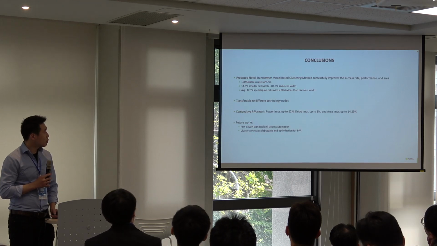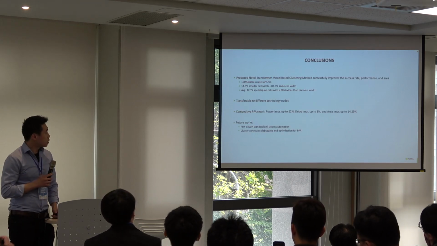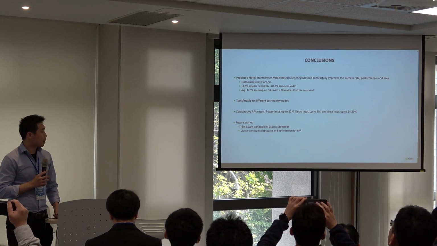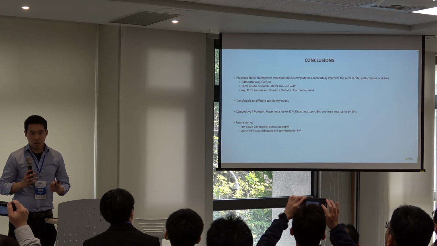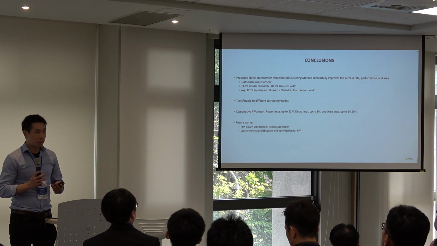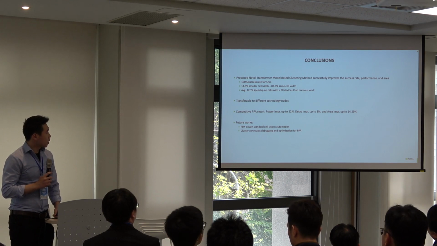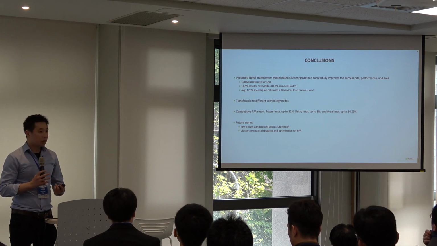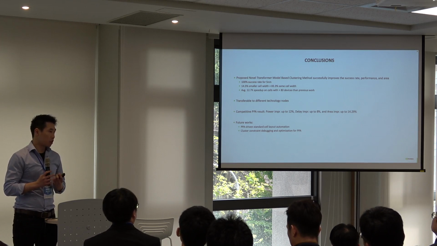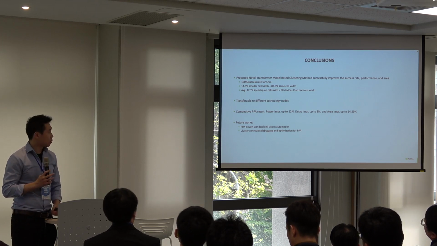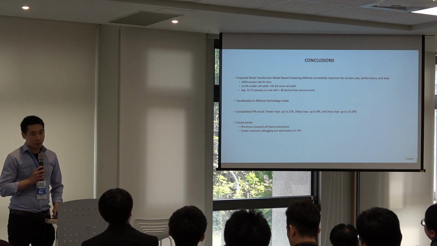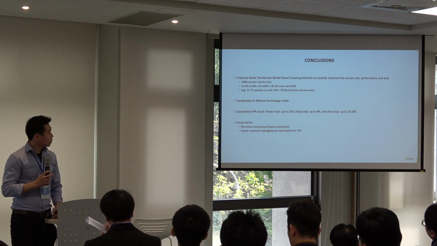So now let me conclude the talk. Firstly, we proposed a novel transformer model-based clustering method to successfully consider the reliability and also cell-level PPA together. And it is transferable to different technology nodes, which means it is quite robust to use this model on different technology nodes. Also, it provides some competitive PPA results in our study.